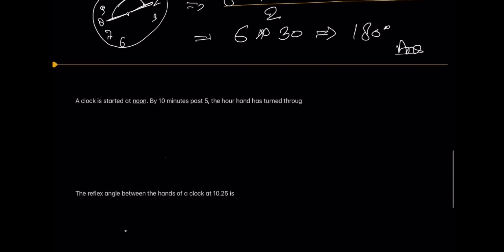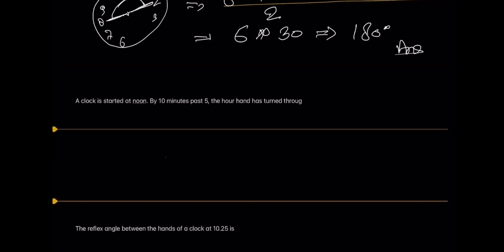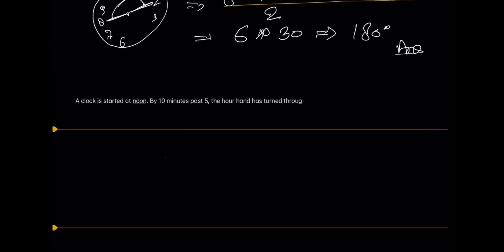Now we move on to the next problem. This problem says a clock is started at noon. That means the clock started right at 12, that is the noon time. By 10 minutes past 5, this is our 6, this is 5, this is 4, this is 3. Our hour needle is somewhere past 5, not exactly at 5 because it's already 10 minutes, and this is, let's say, 2, this is 1. So our minute needle is here. What is being asked is this angle.